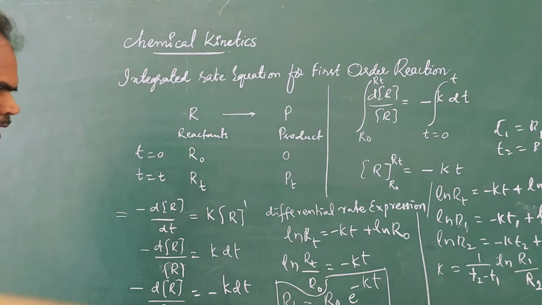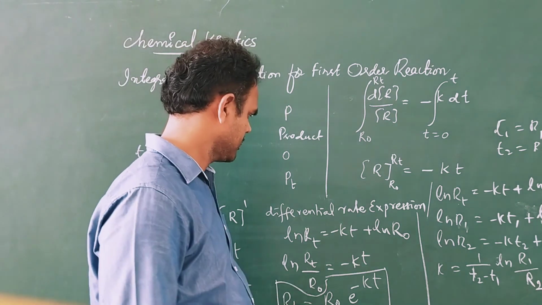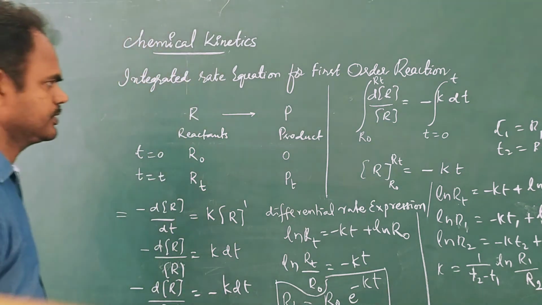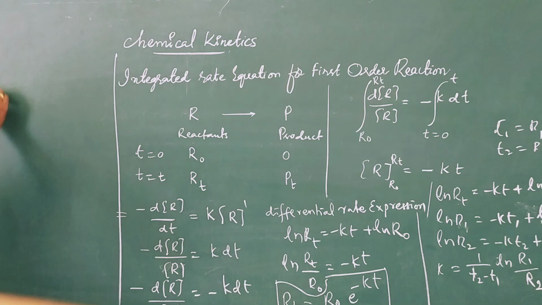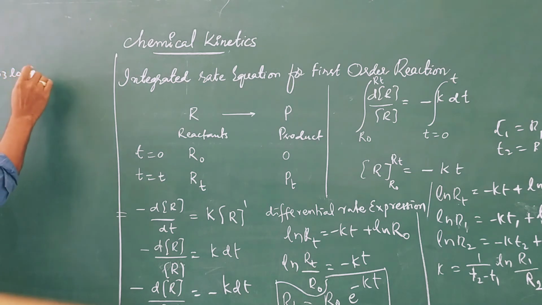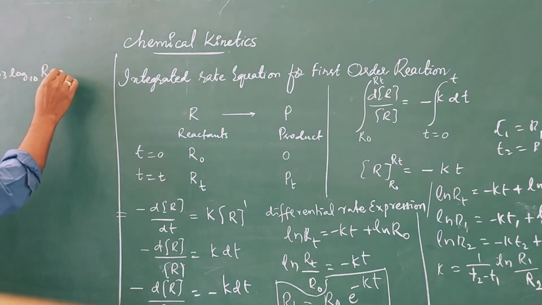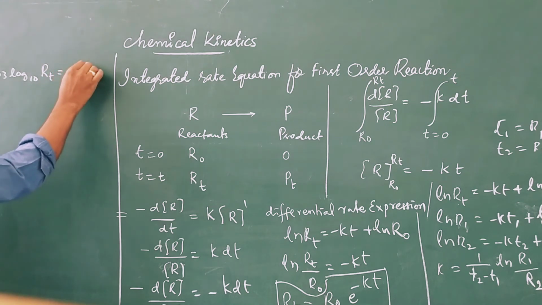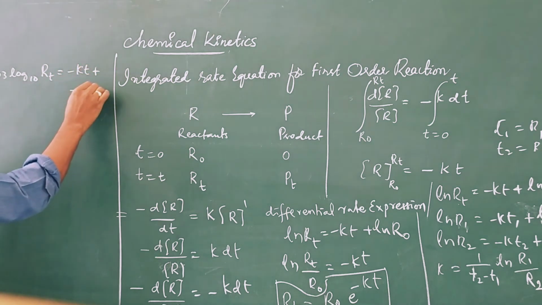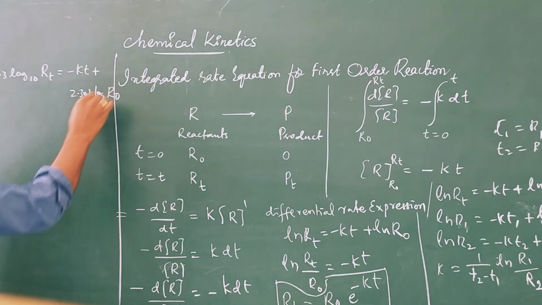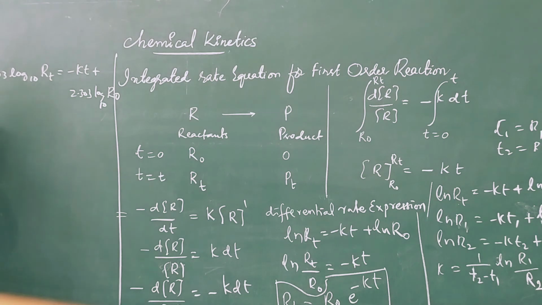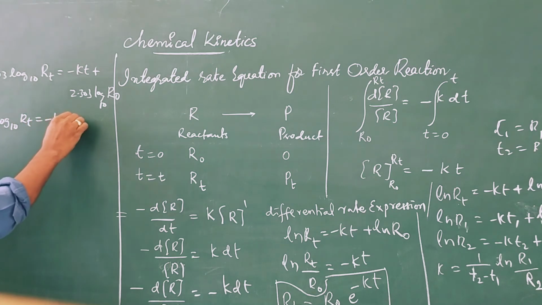And if you apply log base 10, what equation will we get? Converting to log base 10, here we will get 2.303 log base 10 RT equal to minus KT plus 2.303 log base 10 R0.